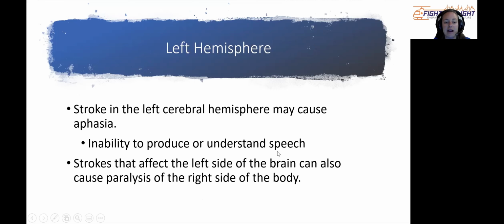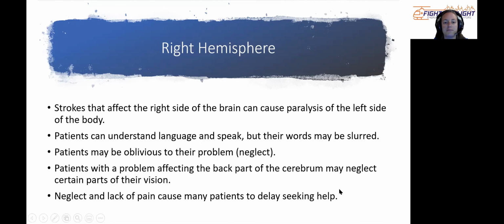Okay, the left side of the brain controls speech. So they may have aphasia. A means without, phasia means speaking. So they're not able to speak. They may be able to say words, but they can't produce speech or they can't understand speech. They can't communicate. It's the communication center of the brain. The left side of the brain controls the right side of the body. So the right side of the body might also be affected.